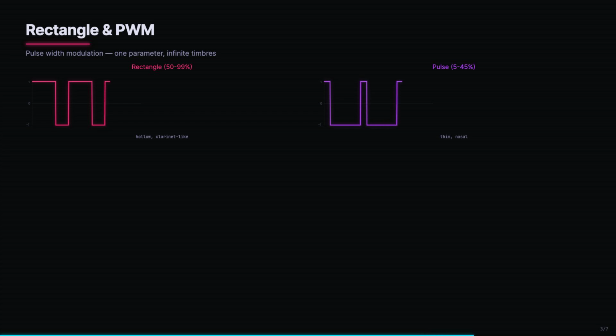The pulse waveform is a variation. It starts with a much narrower width, from 5 to 45%. Same technique, different range, different character. Thin and nasal rather than hollow.